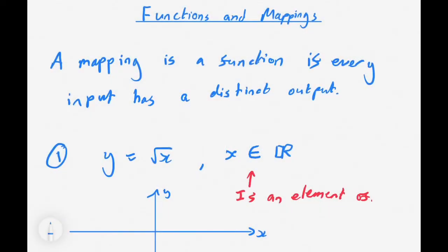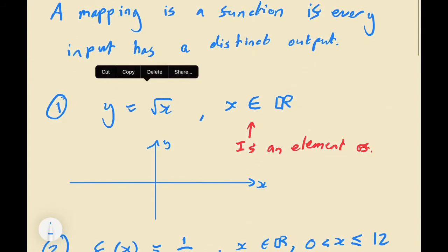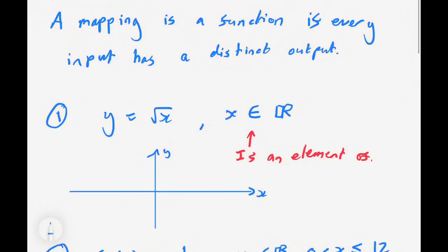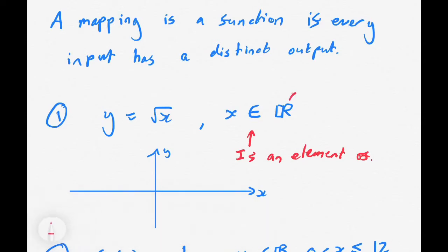Let's look at some examples of functions and mappings then. So the first one we want to look at is question 1. Now for question 1, it says y equals square root of x, and x is an element of the real numbers. The second bit here is telling us about the domain, that our domain is an element of the real numbers, this R here being the real numbers. So any number which you know of, which is real, that's what it's telling us there.